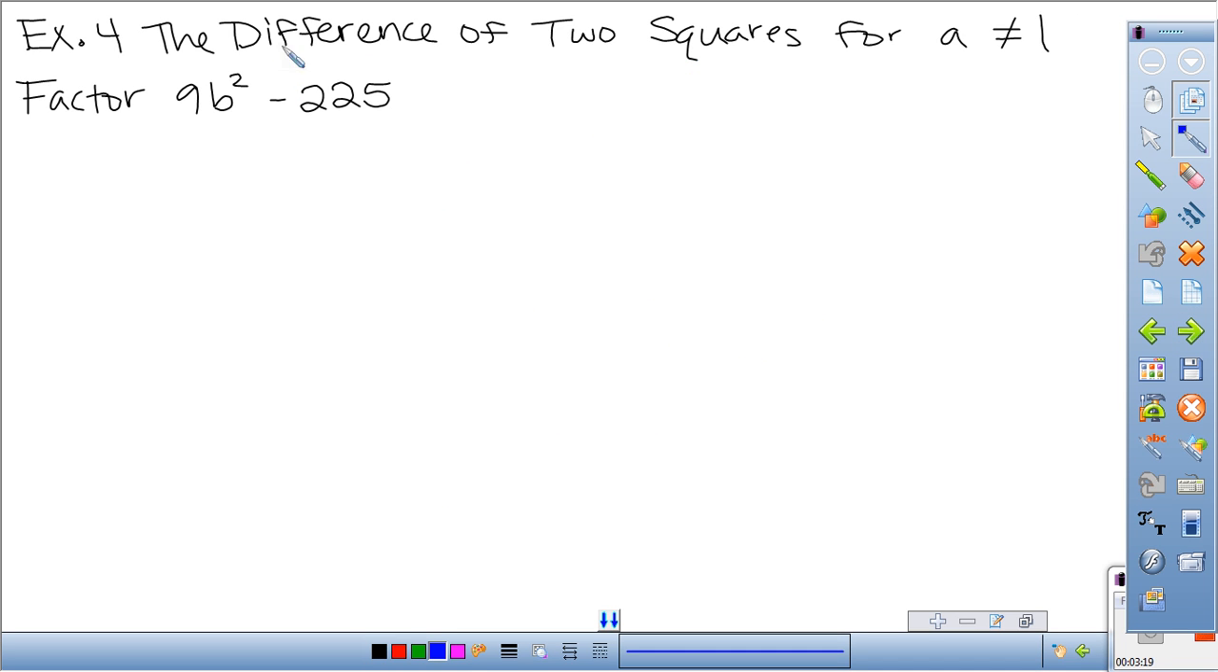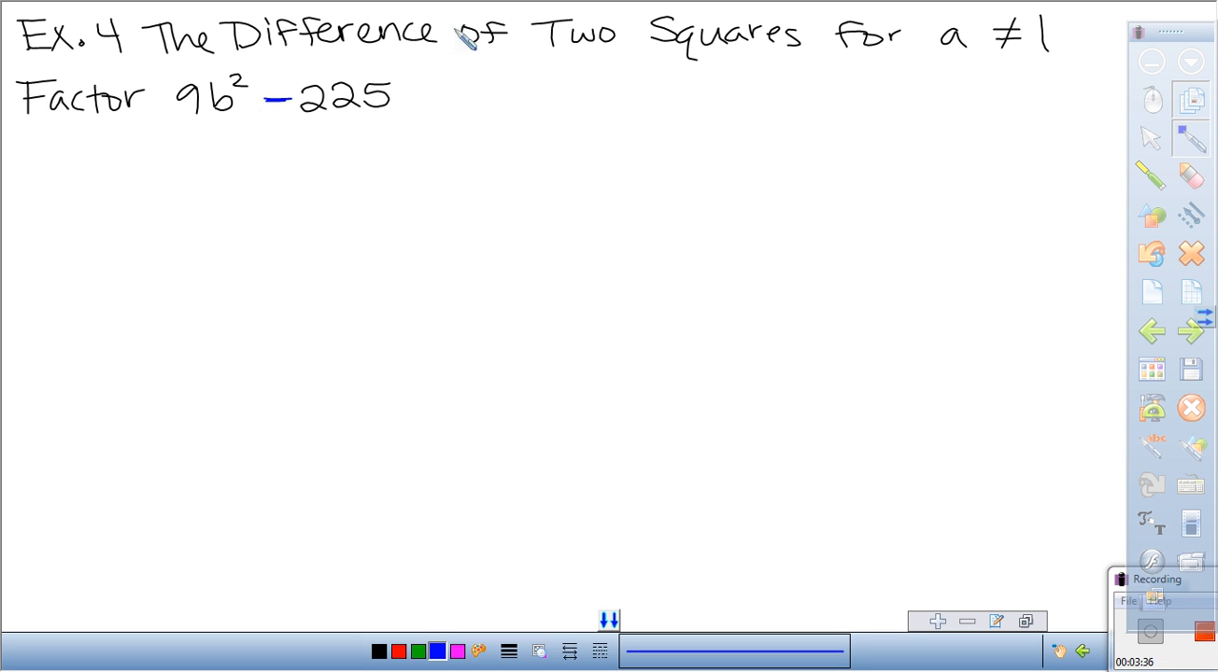Moving on to example 4, the difference of two squares for a is not equal to 1, meaning the coefficient in front of your squared term is not 1, and in fact we see it's not 1, but it still works the same way. You can ask yourself, is this a difference of two squares? Well, it's obviously a difference. Is this a perfect square? Yes. 3 times 3 is 9. Is 225 a perfect square? Yes. 15 times 15 is 225.